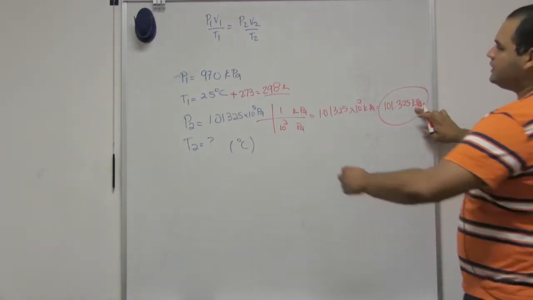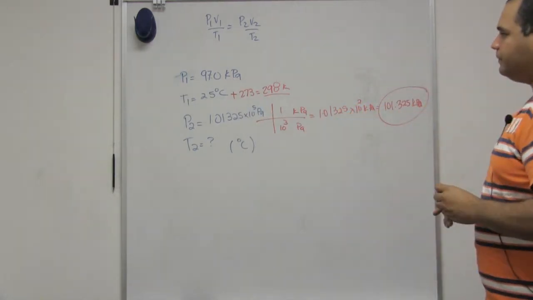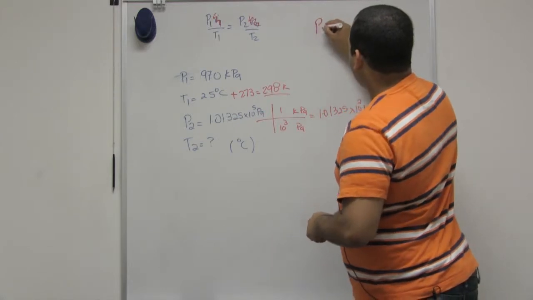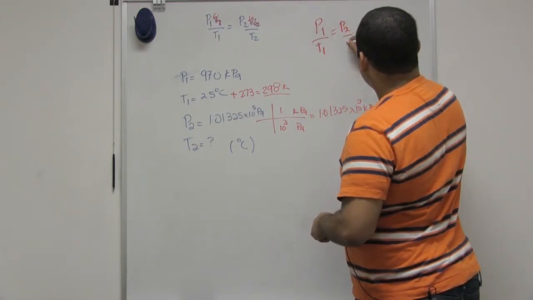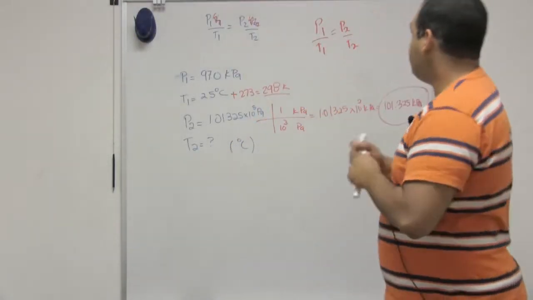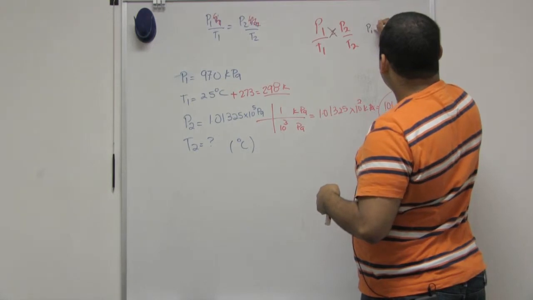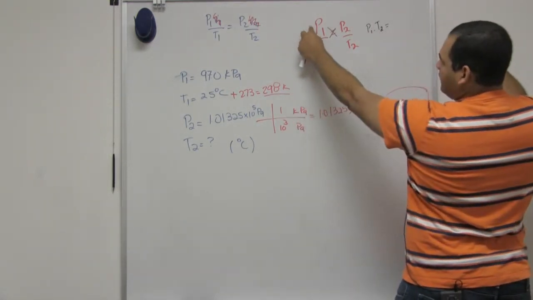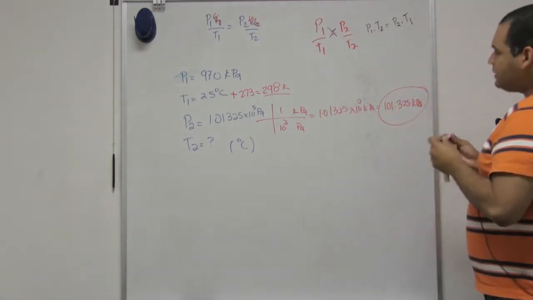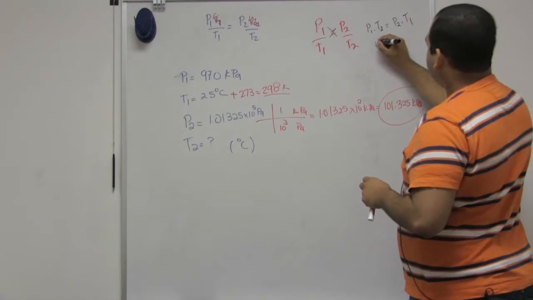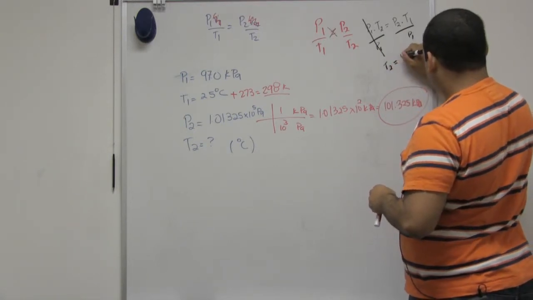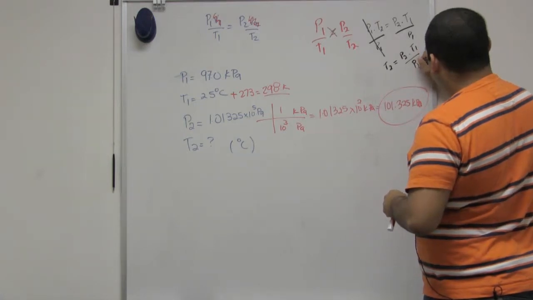Now that I have all units matching, I can find my temperature 2. In this case, we have a constant volume, so volume disappears. I have P1 over T1 equals P2 over T2. I want to find T2. So first of all, I will cross multiply to make my calculation simpler. So P1 times T2 equals P2 times T1. I want to solve my equation for T2, therefore I divide both sides by P1, and P1 cancels out, so T2 is equal to P2 times T1 divided by P1.